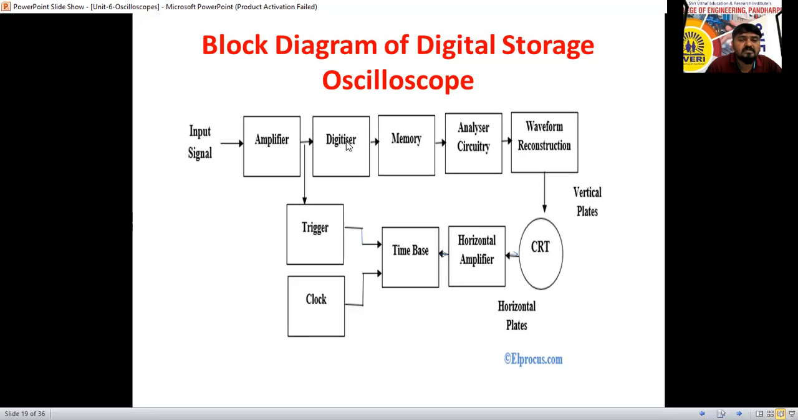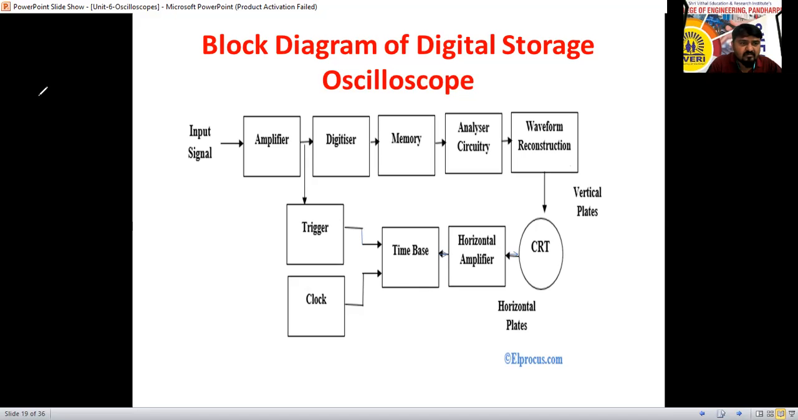First, in the vertical path, the input is digitized, then that value is stored in the memory. Then the stored value is analyzed first. The analyzer circuit analyzes it, and if any reconstruction is required for these waveforms, it reconstructs them and applies them to the vertical plates. Similarly for the horizontal, but there the time base is on the x-axis.